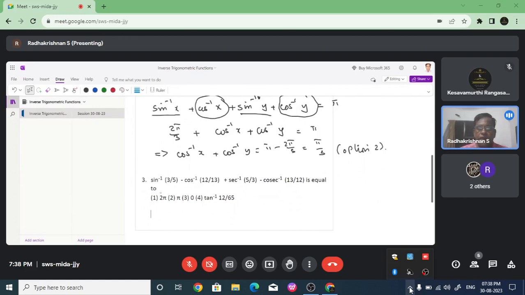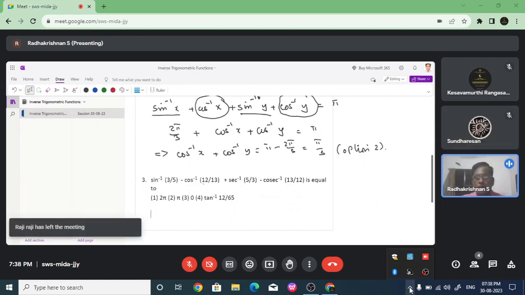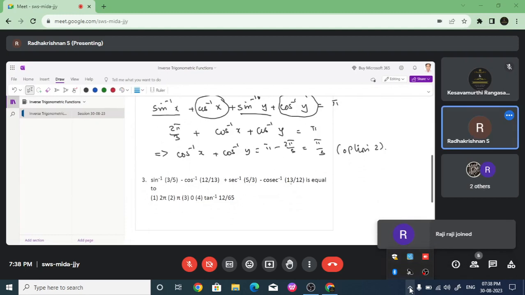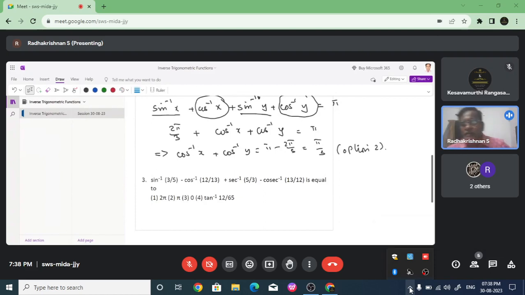Let's look at this problem. Sine inverse of 3 by 5 minus cos inverse of 12 by 13 plus secant inverse of 5 by 3 minus cosecant inverse of 13 by 12. So here again there are something called inverse reciprocal identities, right?